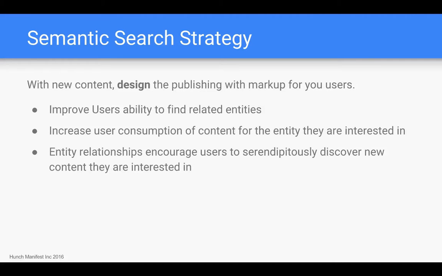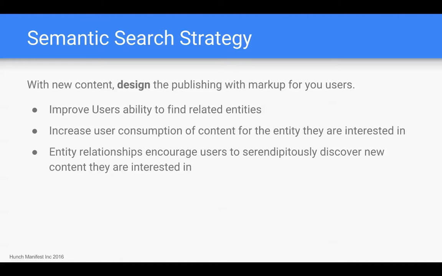With the new content, design for publishing the markup to your users. Given all of these new relationships and new properties for your entities and your key content, users can find the related entities much easier. They'll also consume the content more, especially for the entities that they're interested in. So it increases the user consumption, the time on page. The more information and relationships you have amongst your key concepts and content, it also encourages users to serendipitously discover new content. So as you have those related articles or related products, they'll be able to see them in the related section of that key entity.